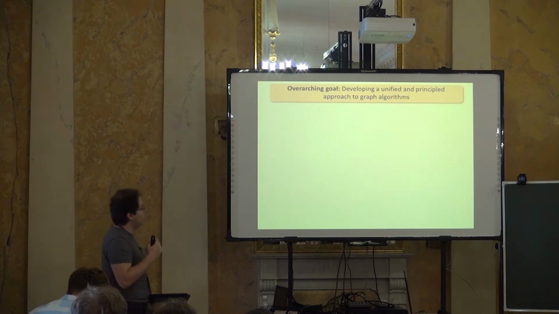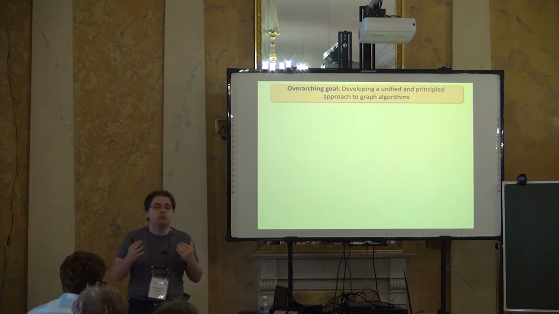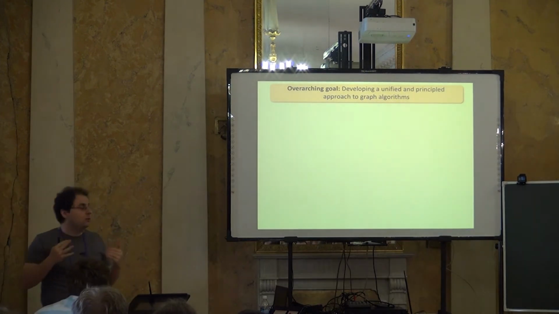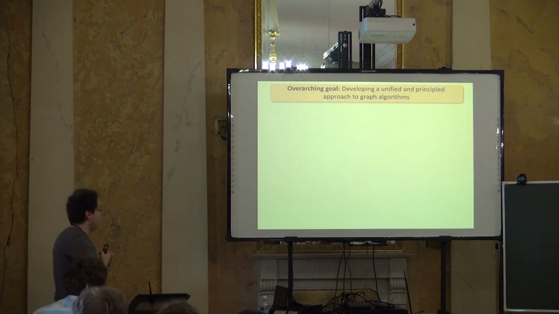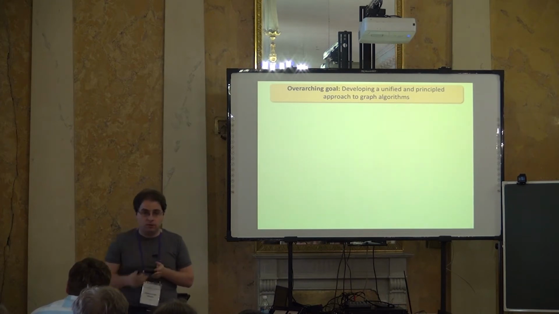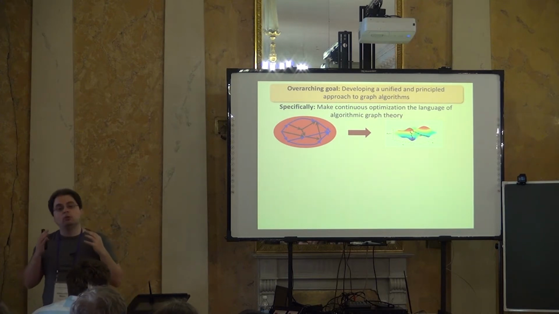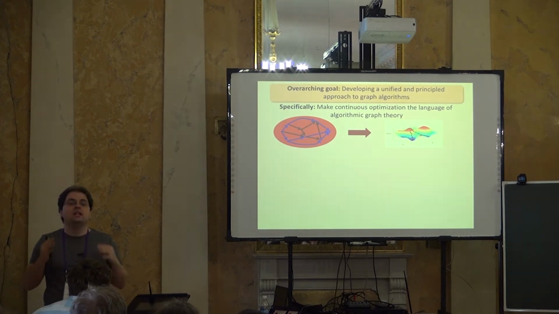So much of what I will talk about is exactly applying continuous optimization to graph algorithms. But I also like to view it as trying to make the whole field of graph algorithms more unified and principled. Ideally, the particular angle I'm trying to push here is that I want to make continuous optimization the language of graph algorithms.